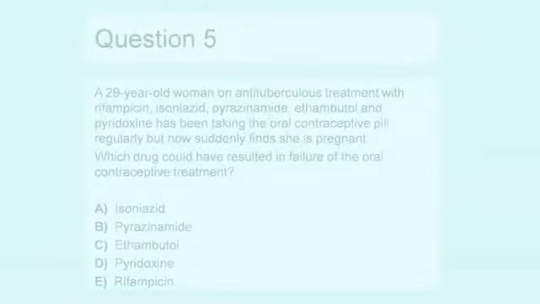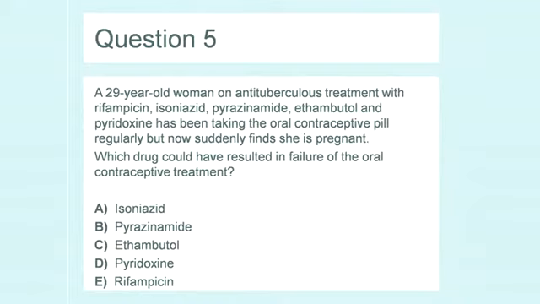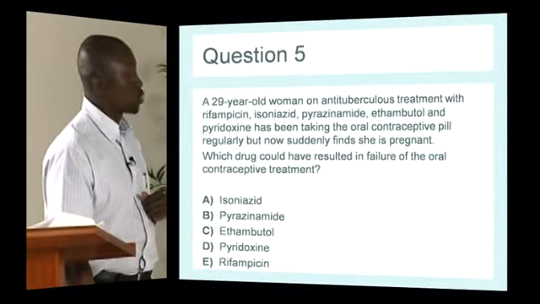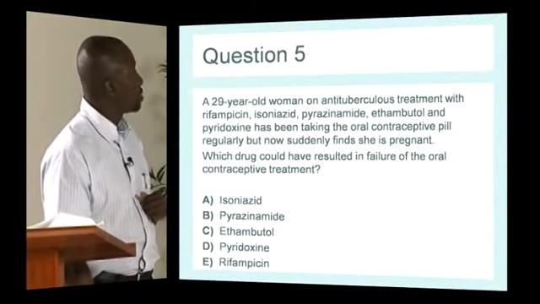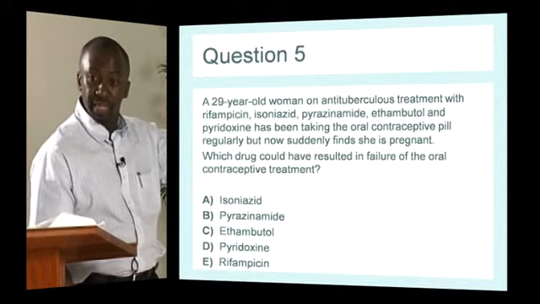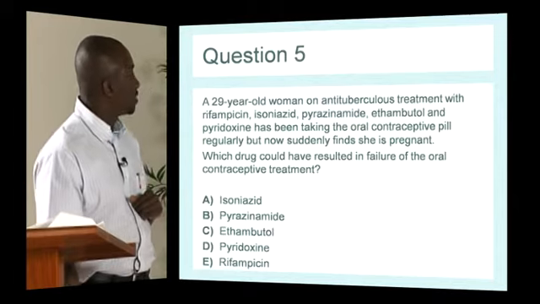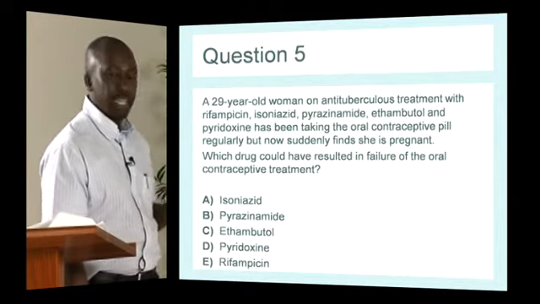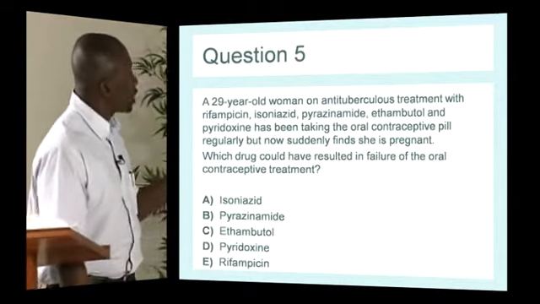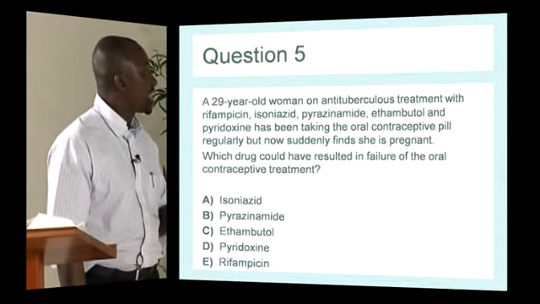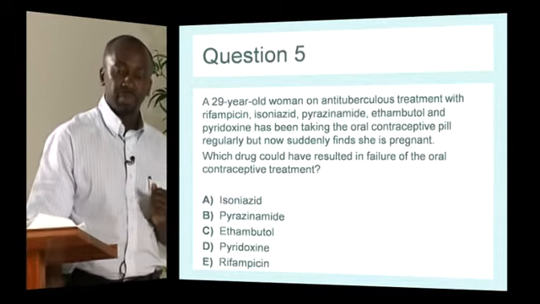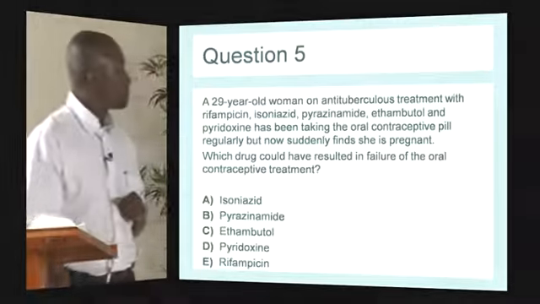Question number 5. A 29-year-old woman on antituberculous treatment with rifampicin, isoniazid, pyrazinamide, and ethambutol, the standard treatment, and pyridoxine has been taking the oral contraceptive pill, but suddenly finds she's pregnant. Which drug would have resulted in failure of the oral contraceptive? Please consider these. Let's look at the answer.